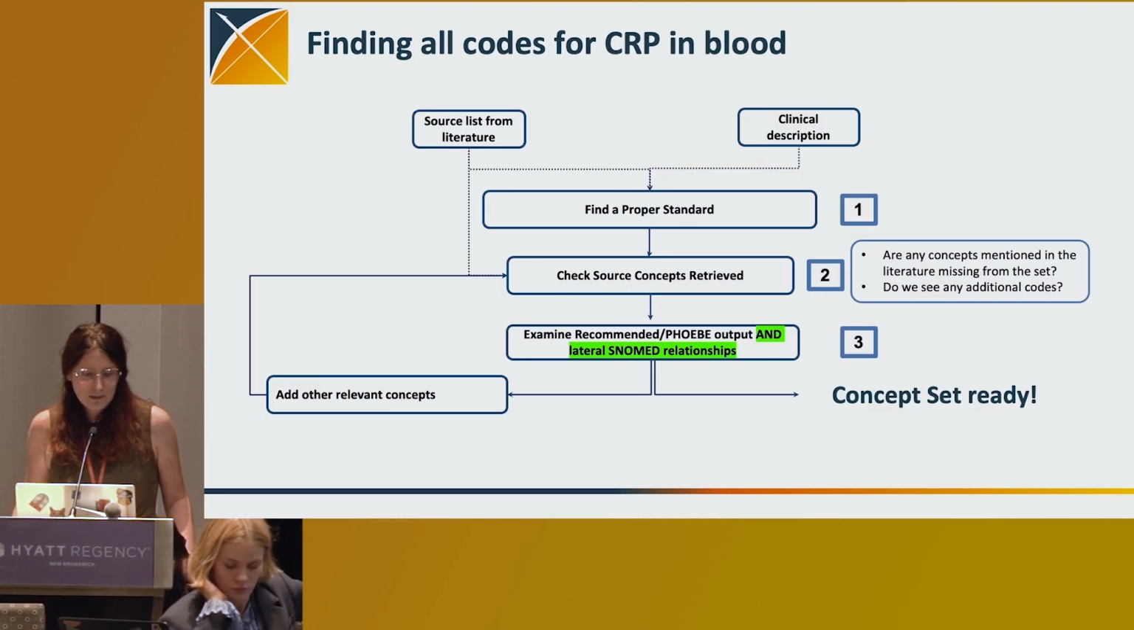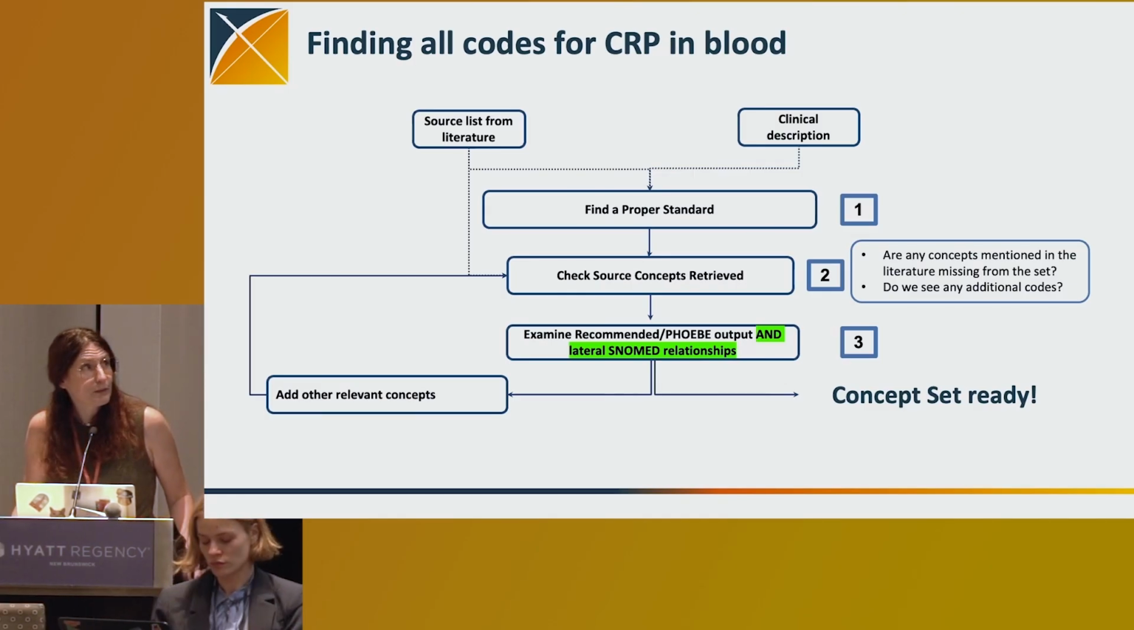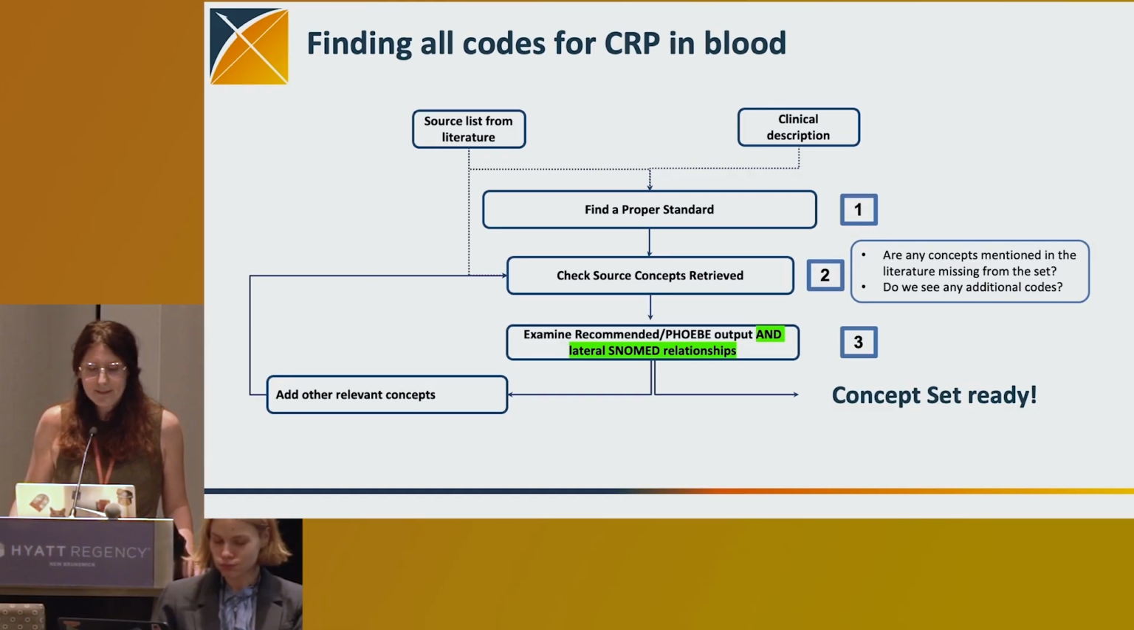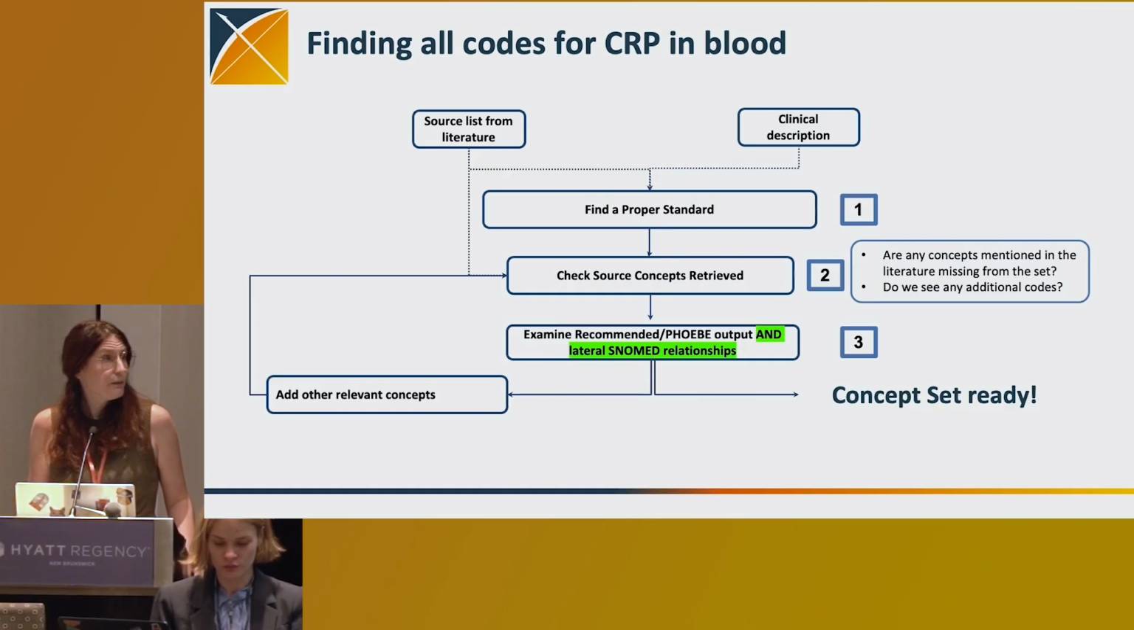So now we will look more precisely at our concept set, but I will remind you about the main steps. So firstly, we will find the proper standard concept. Then we check the source concepts which we have included in our concept set. Examine Phoebe's recommendations. And the main feature of our concept set will be that we will go to the SNOMED lateral relationships and learn how to use them to enrich our concept set.